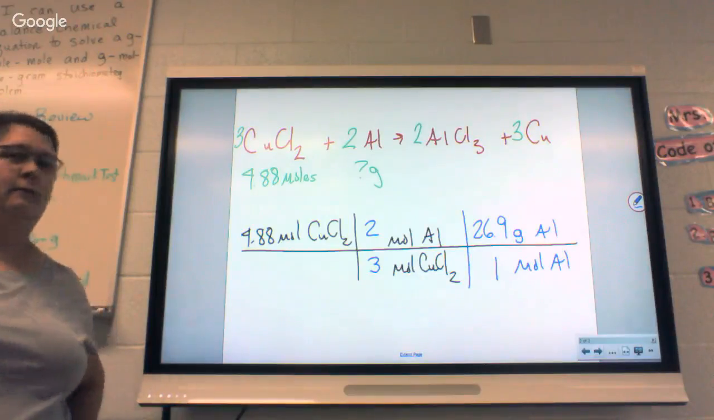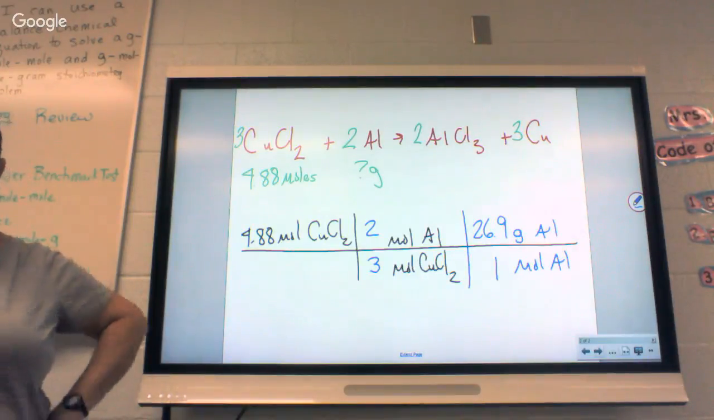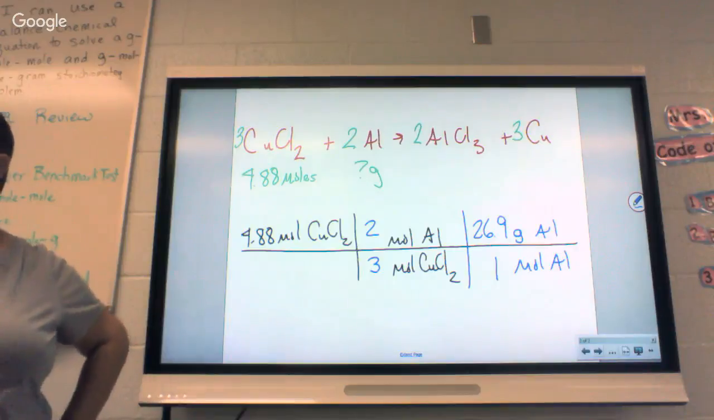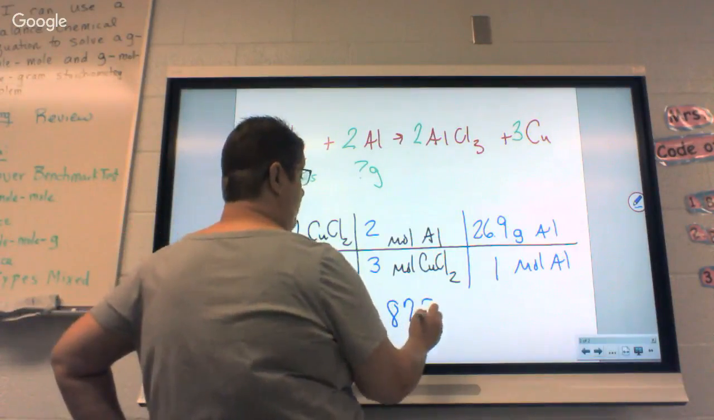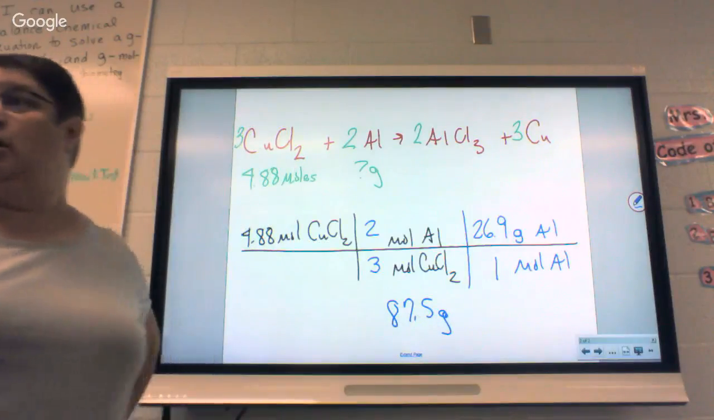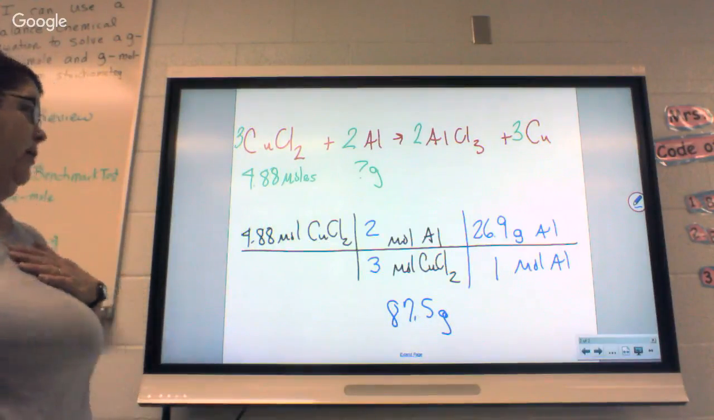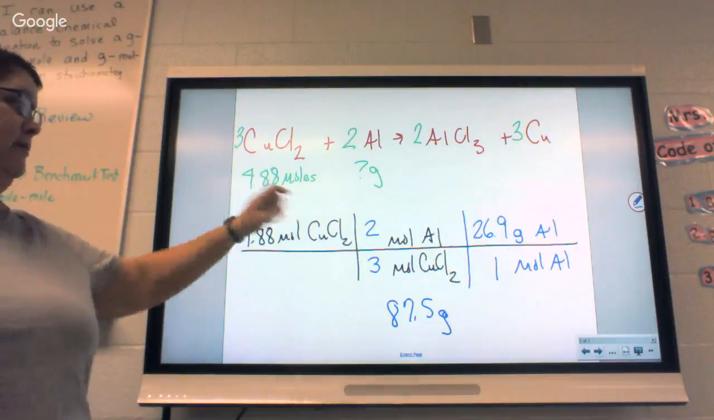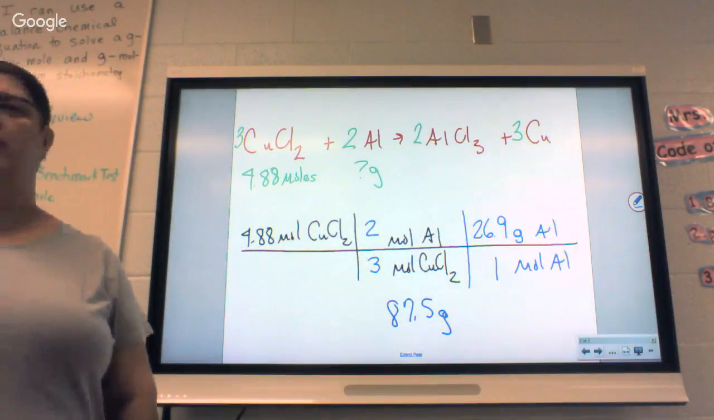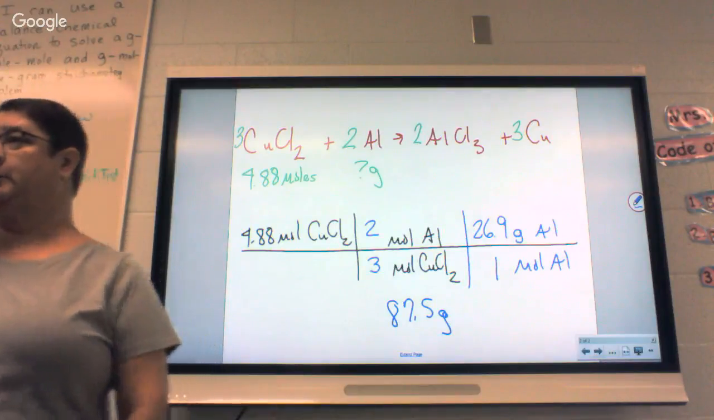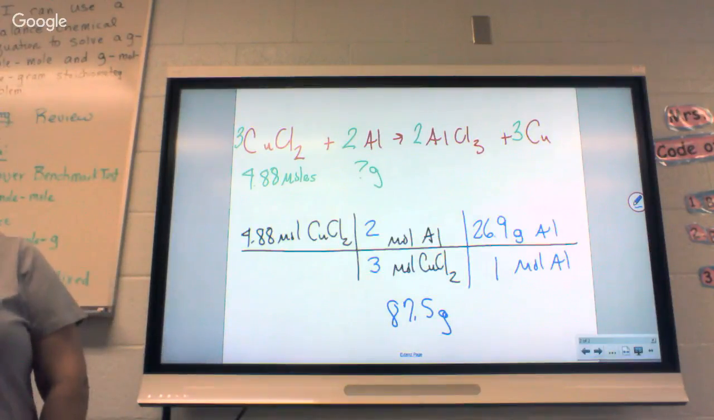Anybody else do anything? Number 2. That was number 3. That's 87.5. How to get the answer? When I was doing it, Ethan, I would multiply 4.88 times 2 times 26.9, because I multiply everything on the top together, and then I divide by 3 because it's on the bottom. Not the only way you have to do it, but that's the way I do it.